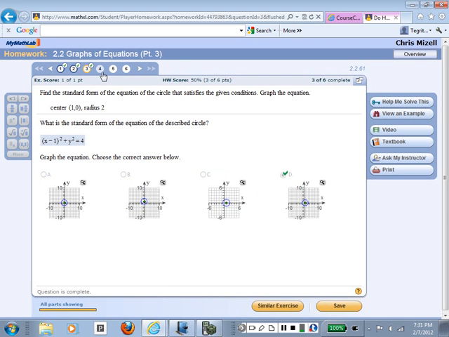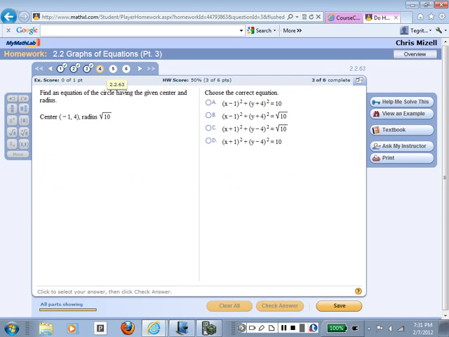Good. All right. More multiple choice. Find an equation of the circle having the given center and radius length. So negative 1, 4. It's got to be either C or D, because you want x plus 1 quantity squared. It's going to be D. Well, I've got to take the square root of 10 and square it to get 10. So it's got to be D. Yeah.